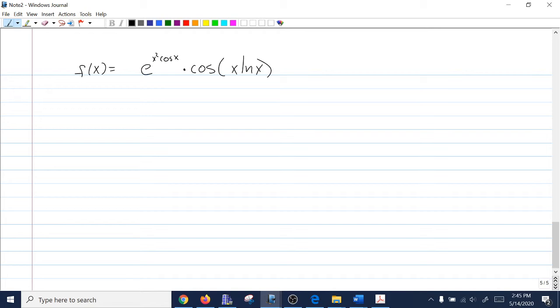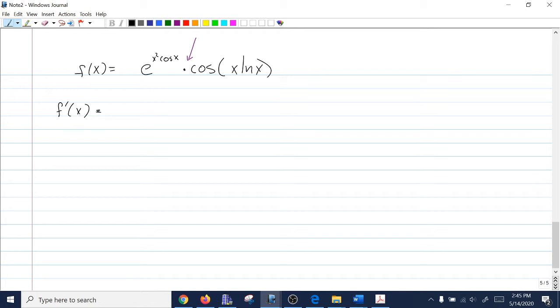What's the outsidemost thing going on? The outsidemost thing is this multiplication. This is e to the something times cosine something. I can look at this function and say it is something times something at the outsidemost level. So the outsidemost thing I need to be doing is the product rule.